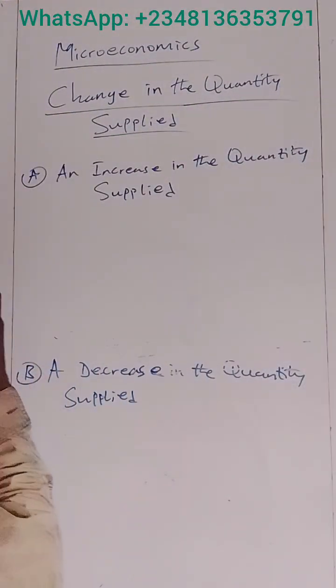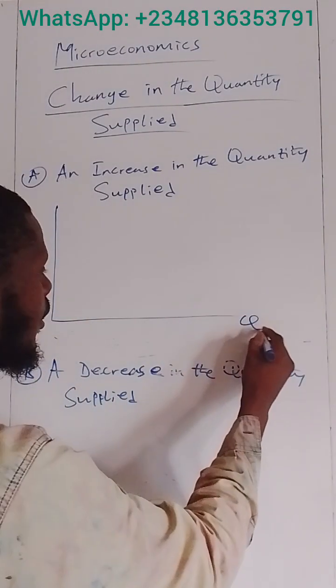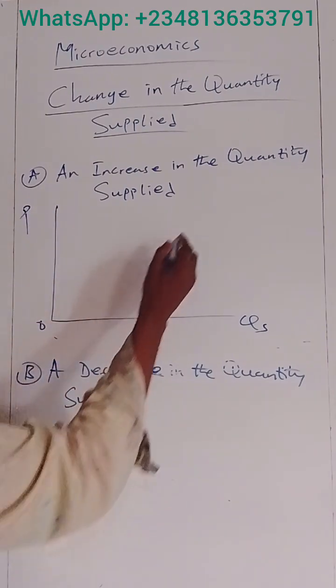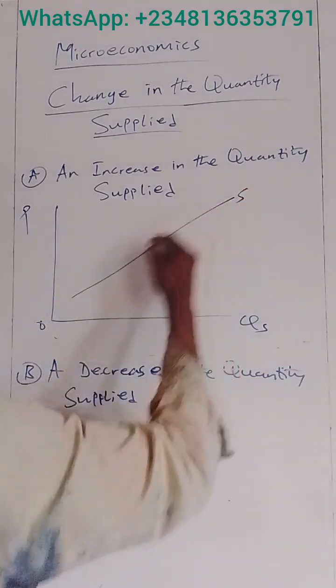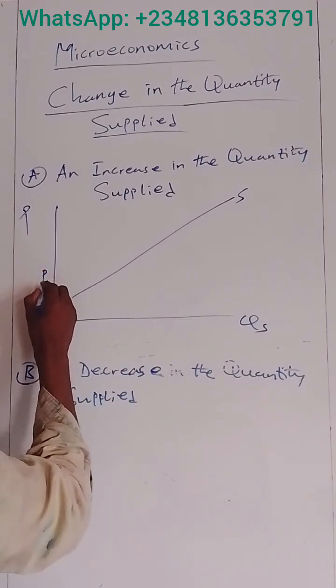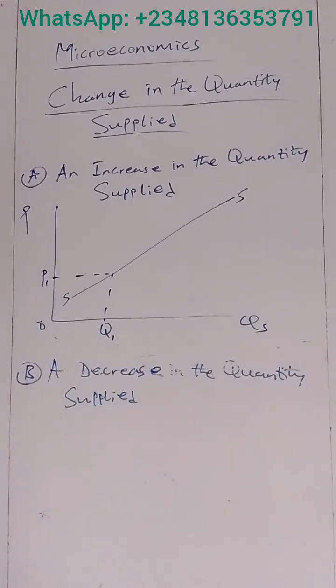Now, let's draw our supply curve to illustrate that. So we have QS, quantity supply, origin, we have the price axis. This is the supply curve S. Now, let's assume we have a particular price here, P1, and the corresponding quantity supply is Q1.